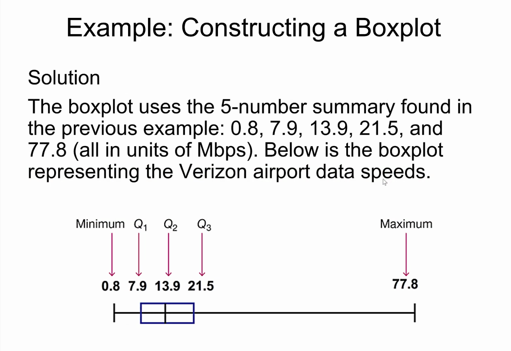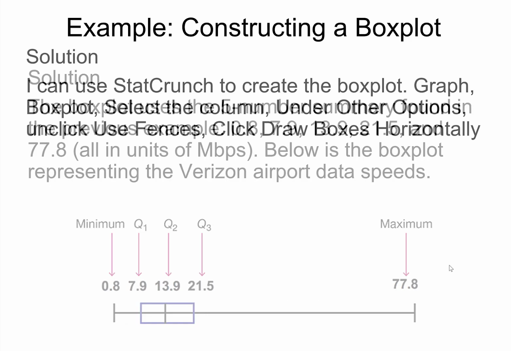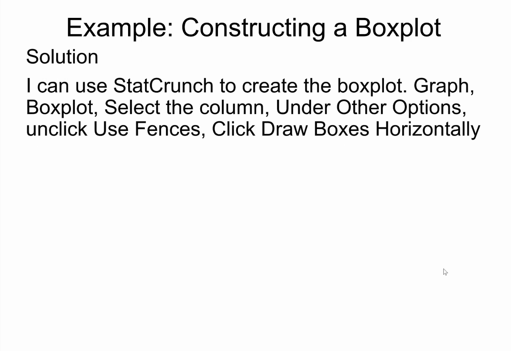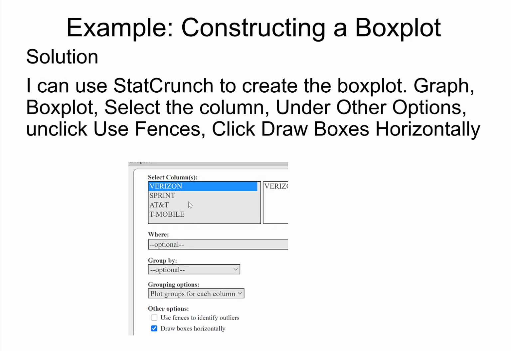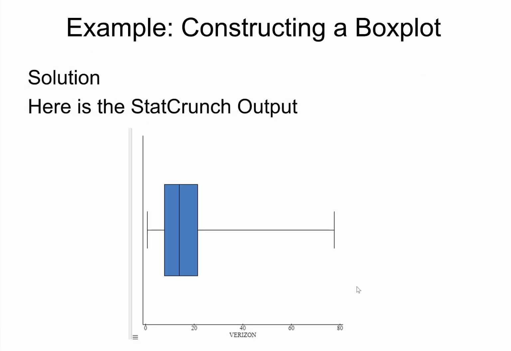Here's the one from the textbook that they did by hand. They've labeled it actually with the minimum, Q1, Q2, Q3, and the maximum. And in StatCrunch, I go under Graph, Box Plot, select the column. Under Other Options, right now I'm going to just choose to do the boxes horizontally so it looks somewhat similar to the one in the textbook. And here's my box plot.